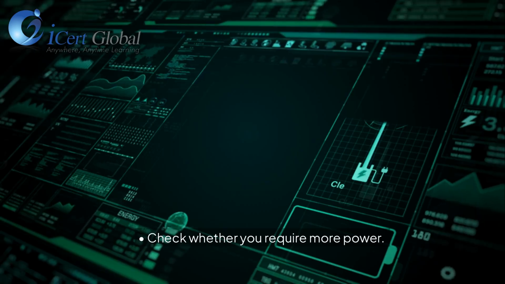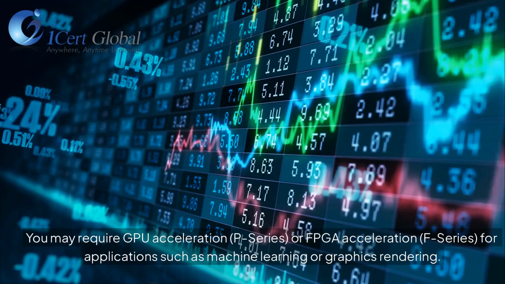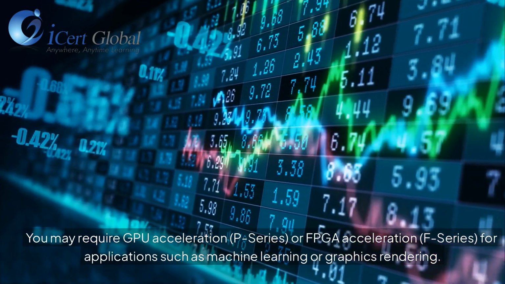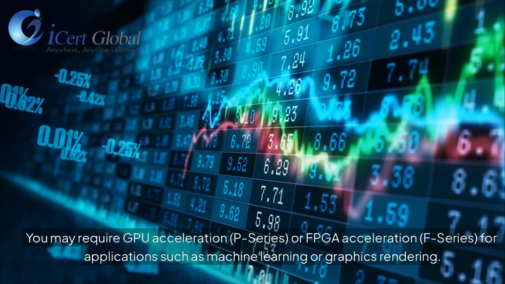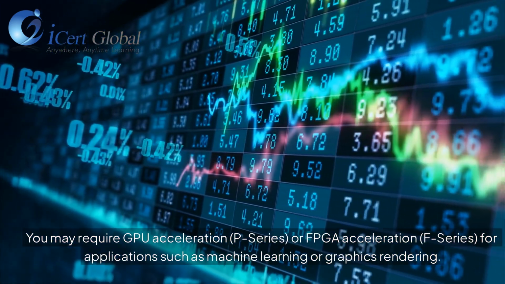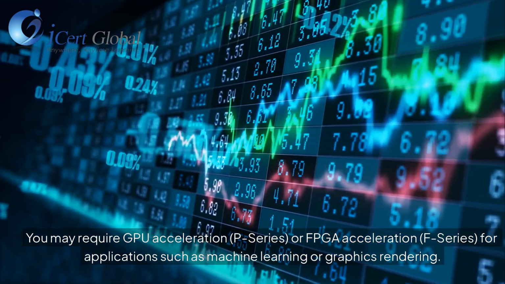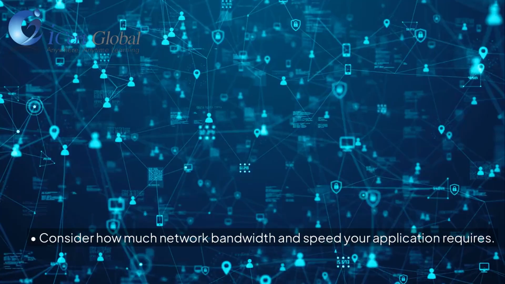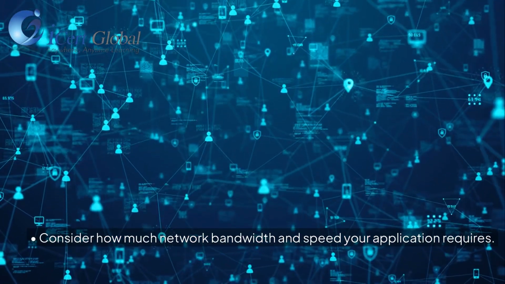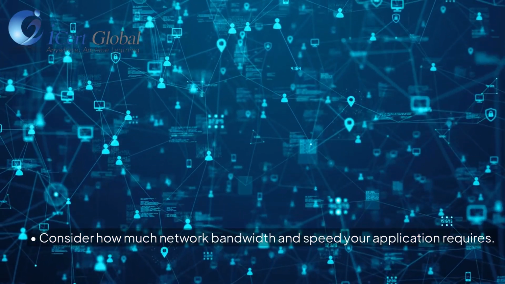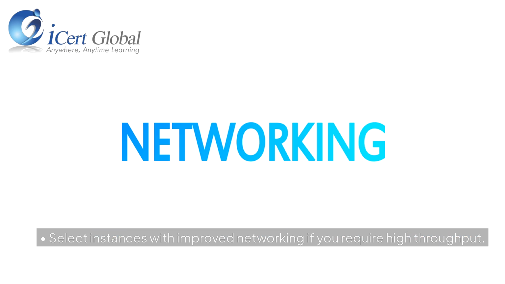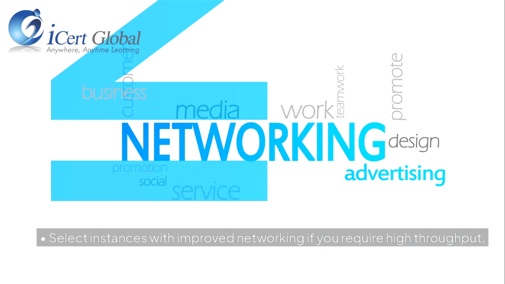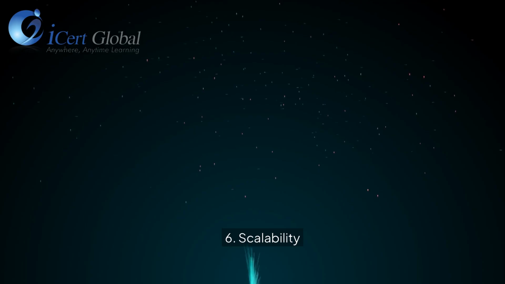4. Accelerated computing. Check whether you require more power. You may require GPU acceleration, P-series, or FPGA acceleration, F-series, for applications such as machine learning or graphics rendering. 5. Network performance. Consider how much network bandwidth and speed your application requires. Select instances with improved networking if you require high throughput.